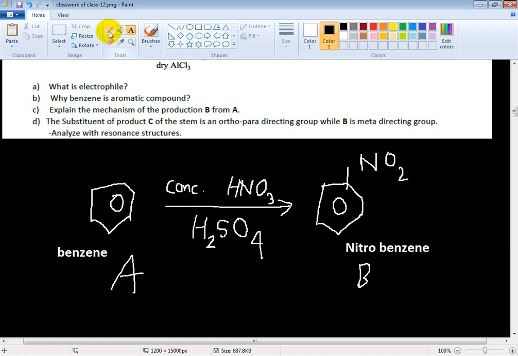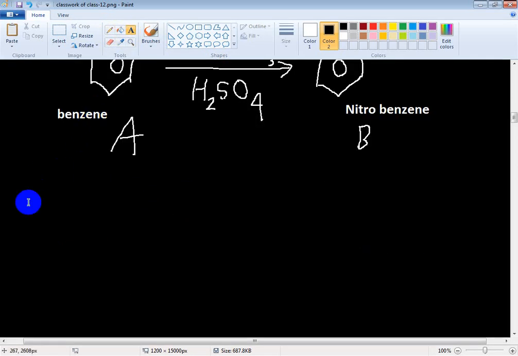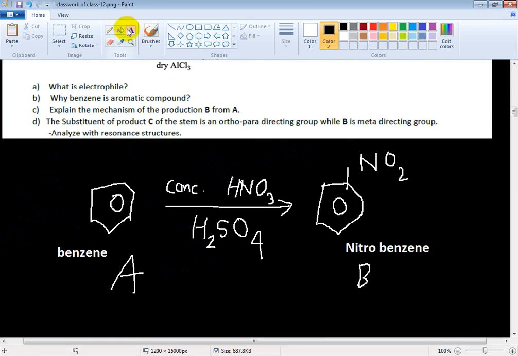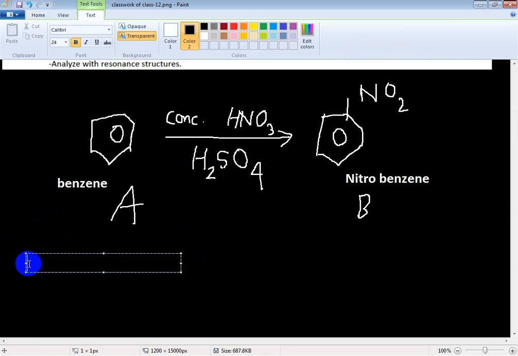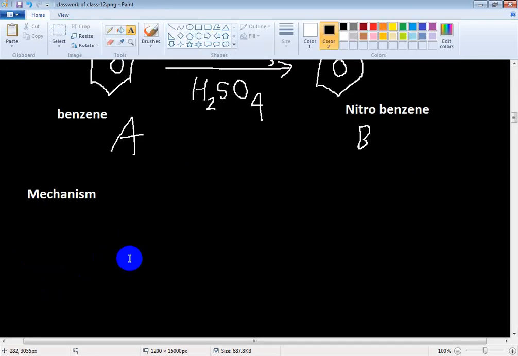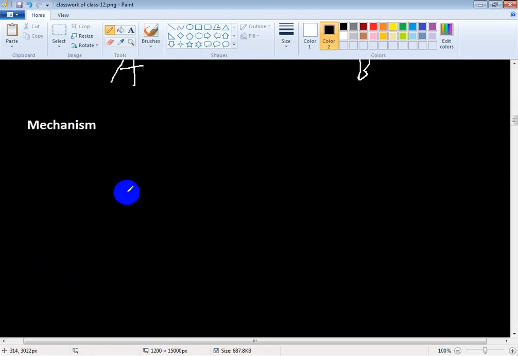Okay, now the mechanism. At first we need the electrophile. For this reaction an electrophile is needed. Now I am writing the mechanism. It is not the question answer. At first you write the reaction, this is also part of the answer. Now the question is the mechanism. So at first we need an electrophile.